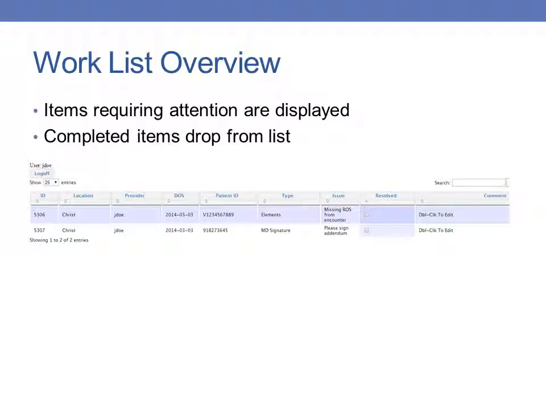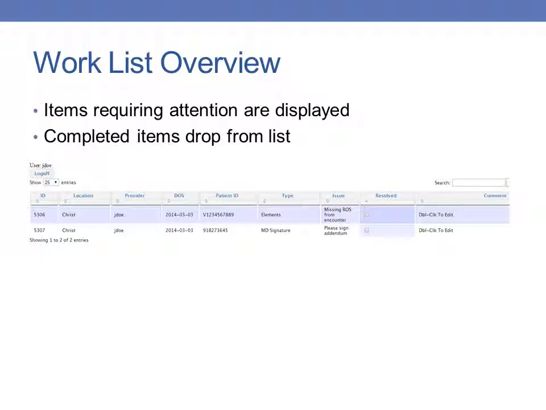Looking left to right across the columns, the first column is a system ID that is generated when the issue is logged. The next two columns identify you as a provider, your location, and your provider name. The next two columns, date of service and patient ID, work together to identify the individual's encounter that needs to be addressed. The type column is a category of the issue that is open, and the issue column is the details of information being requested by the TCI staff member.